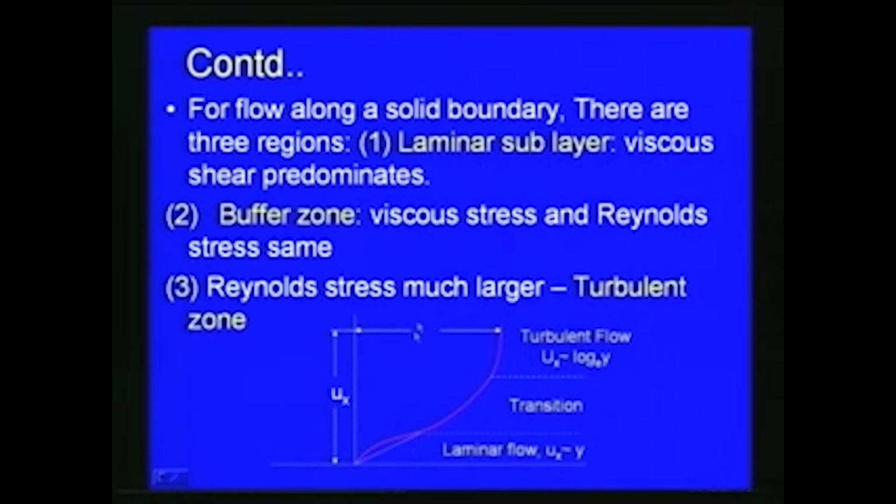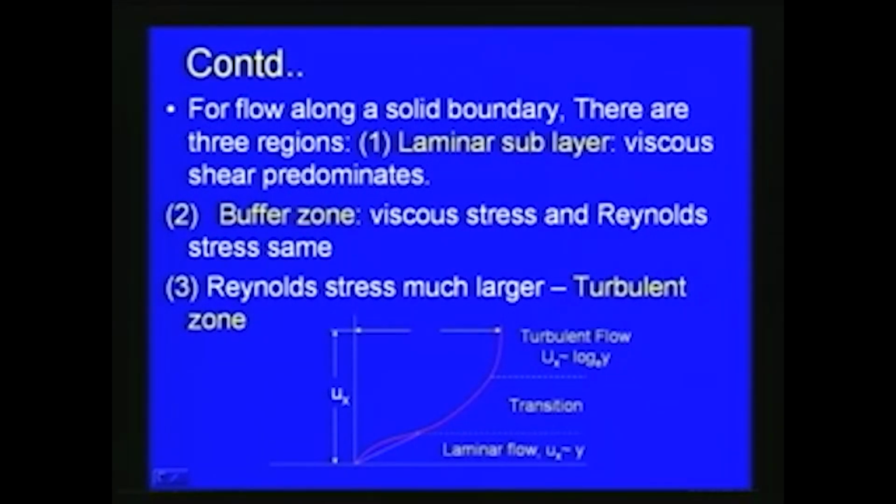So, for a flow along a solid boundary, as you can see in this slide, when we consider the flow along a solid boundary, you can see that there are three regions. One is the laminar sublayer, as I mentioned initially, there is a small sublayer which is called a laminar sublayer, and then we will be having a transition, and then we will be having a turbulent flow. We can see that in the laminar sublayer the viscous shear predominates, so that the velocity is proportional to this distance y. There is somewhat a linear variation.